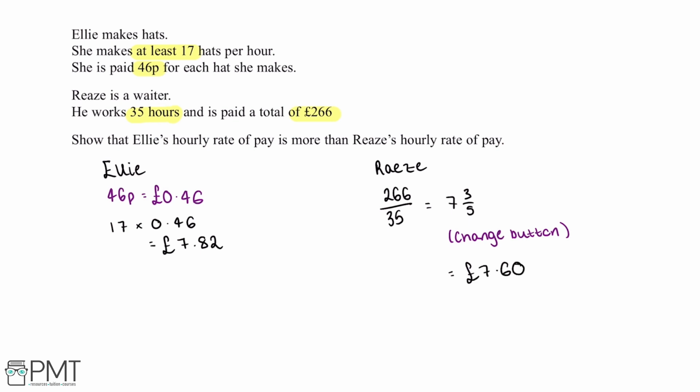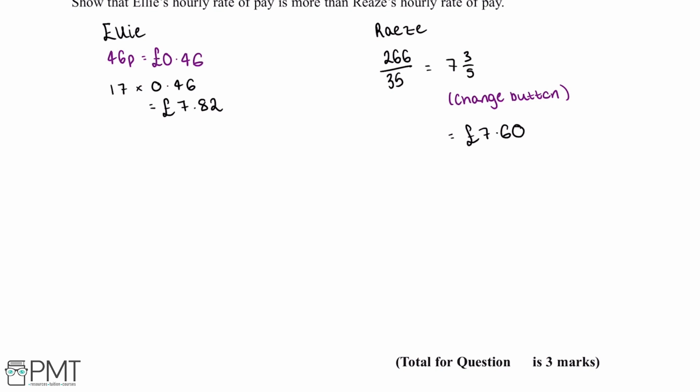And this will give us an answer of £7.60. So what we've now shown is that Ellie gets paid at least £7.82 per hour and Ray's gets paid £7.60 an hour. So in order to finish this question, we need to write a final conclusion. So we can write something along the lines of £7.82 is greater than £7.60, therefore Ellie's hourly rate is more than Ray's.